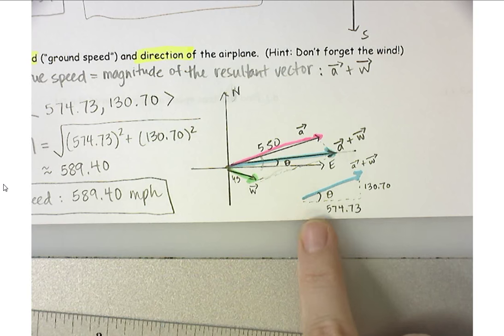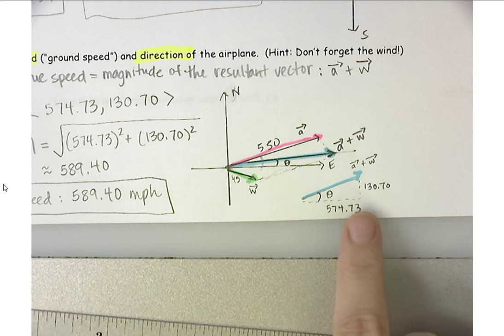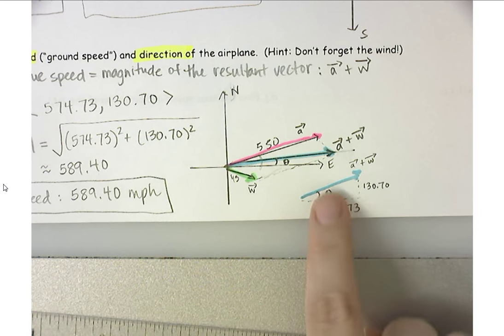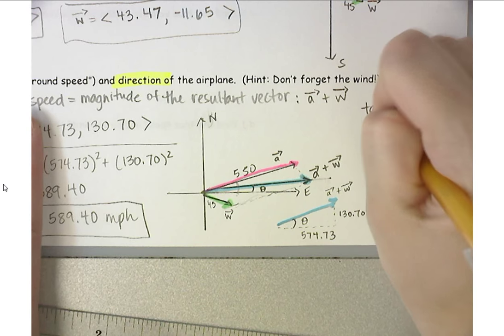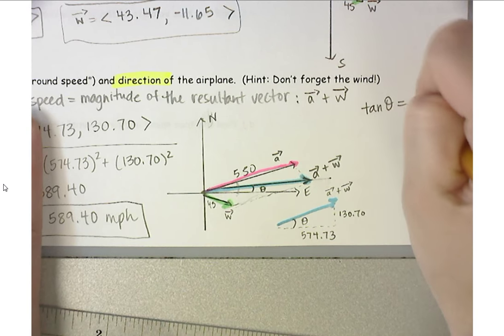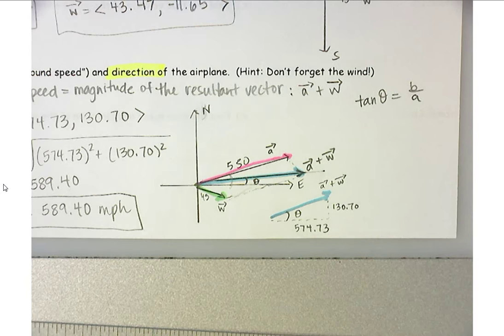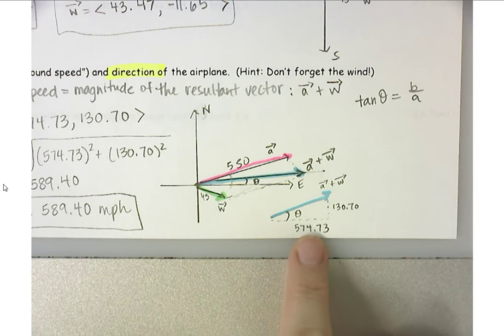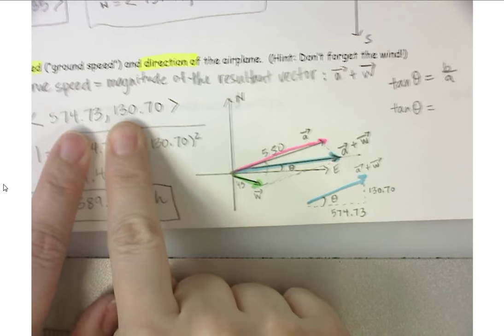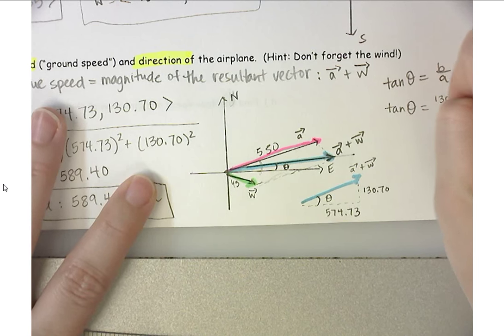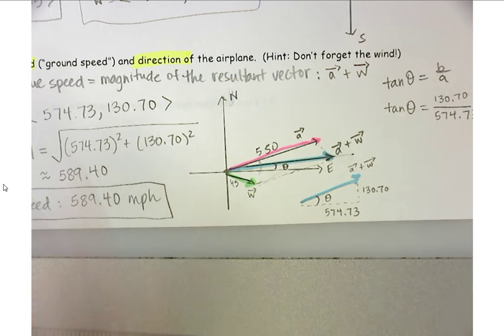So this is why we use the tangent, because isn't the tangent the opposite over the adjacent? Yes. And see how that's the situation that we have here? So your tangent of theta, when you do this, you'll just be doing the B over the A. I just want you to understand why we can use the tangent: it's setting up the opposite over the adjacent. So the tangent of theta equals your B value from your vector, which is 130.70, over 574.73.